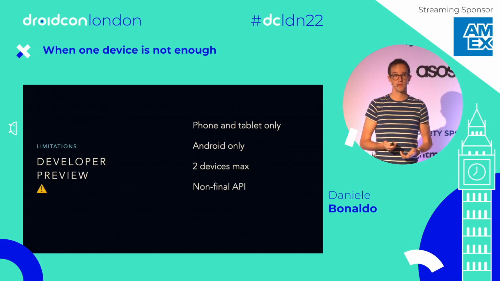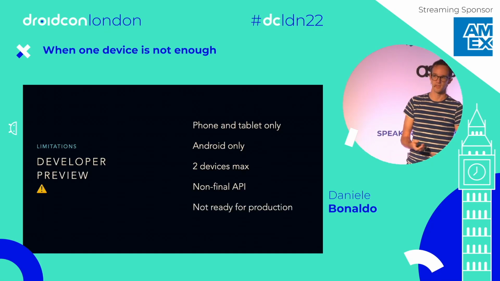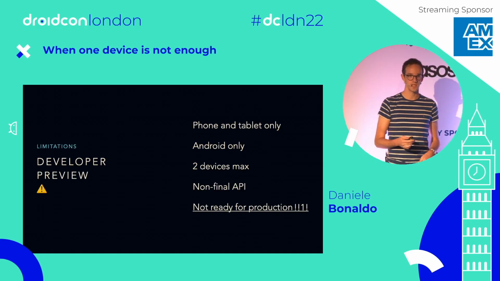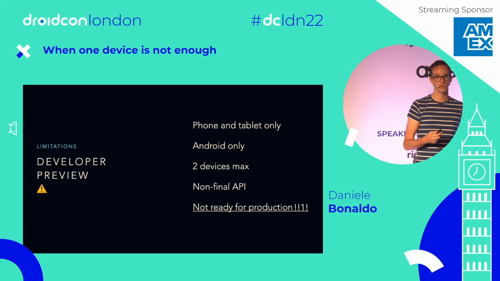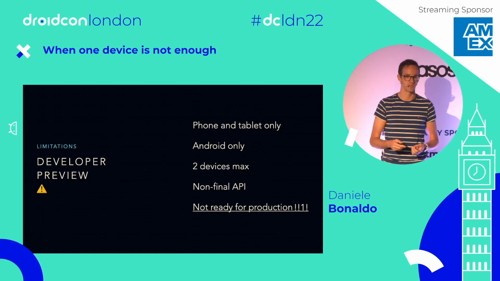Again, being a preview, the API is far from final, and okay, it should be obvious, but it's not ready for production yet. Start playing with it. If you see that you could cover some use case with this one, it's nice to play a bit with it, but still, I wouldn't use it for a final app.